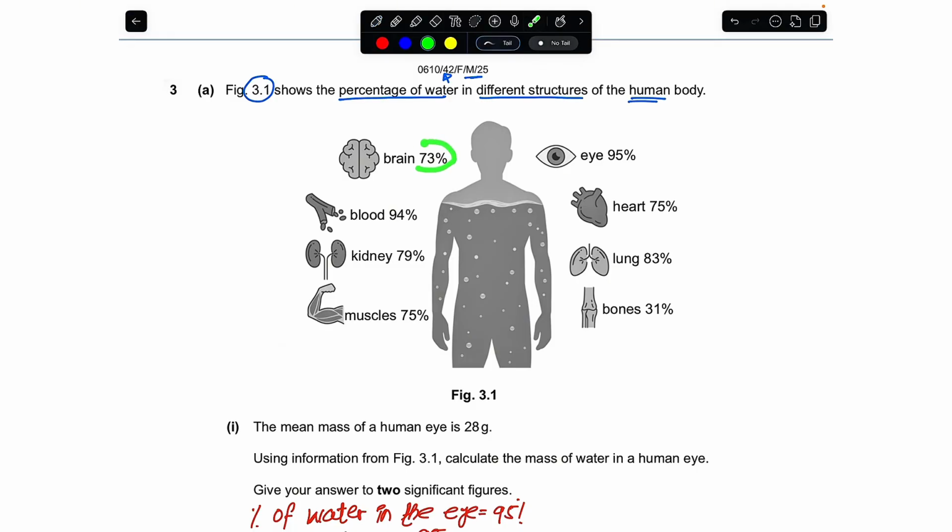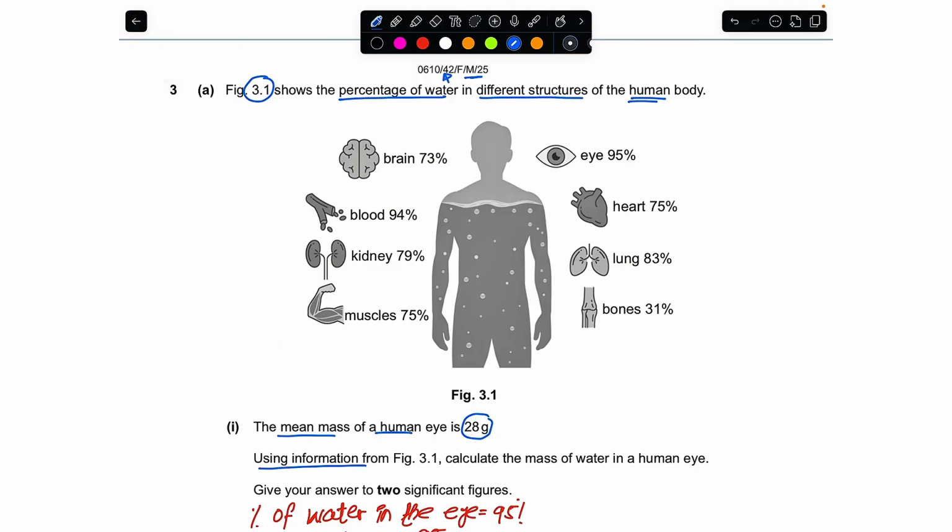Like the brain has 73% water in it, the blood 94%, the kidneys have 79% water in it, the muscles have got 75% water in it, and so are the other organs, and their water content is written right in front of it. Now, this is a little numerical, and they say the mean mass of the human eye is 28 grams. So, they are giving us the total mass of the eye. For the human, this is 28 grams.